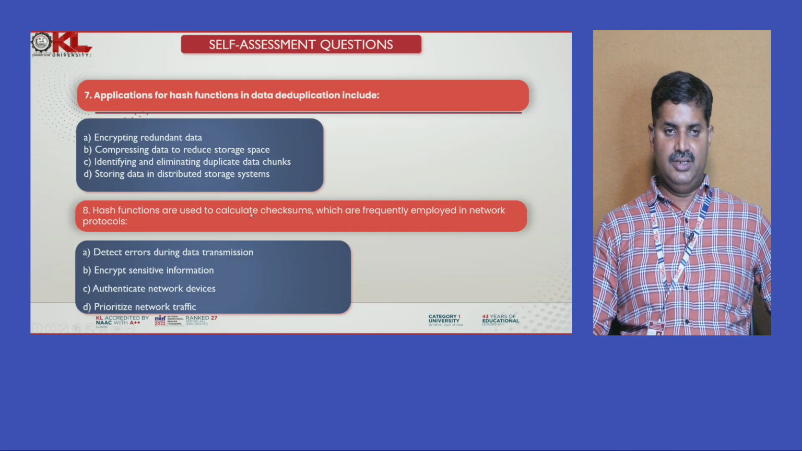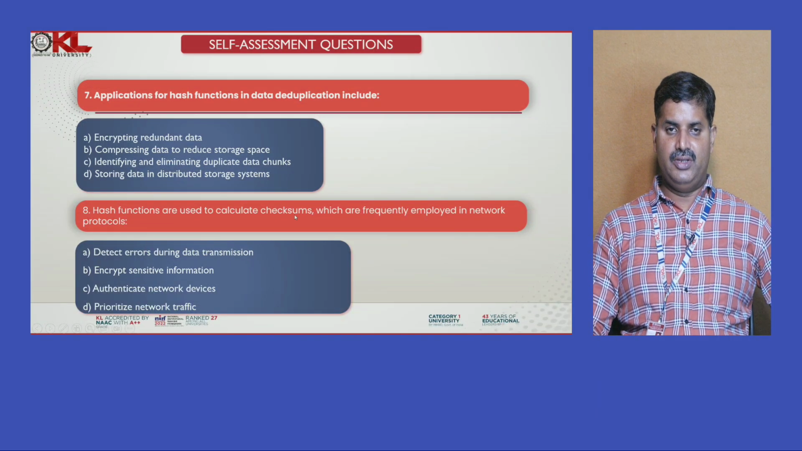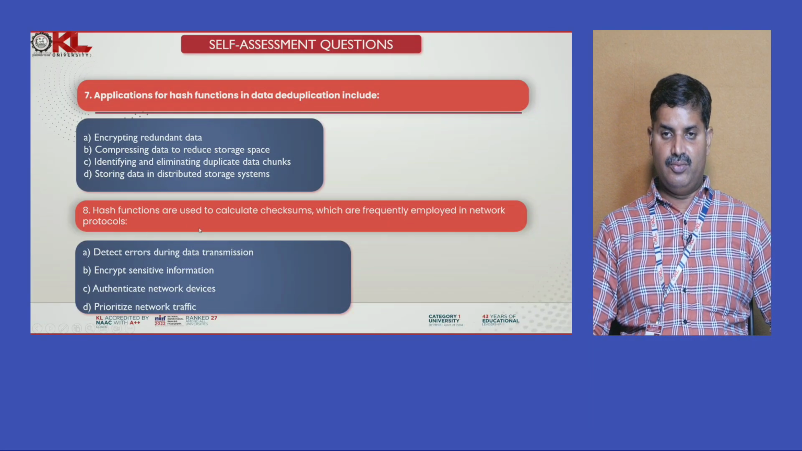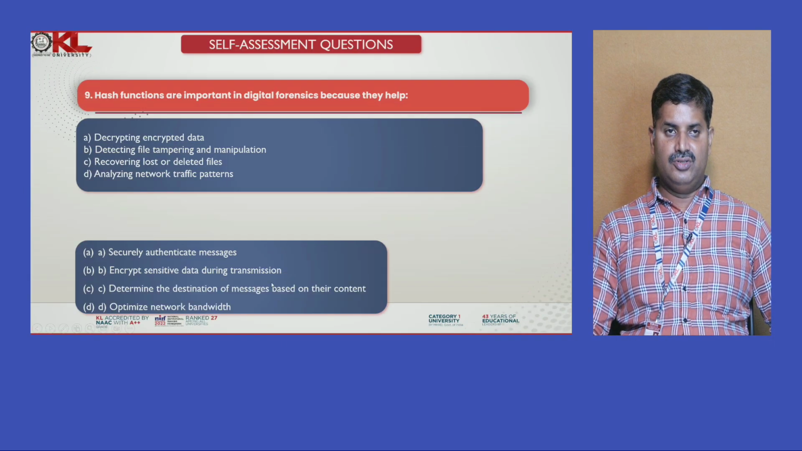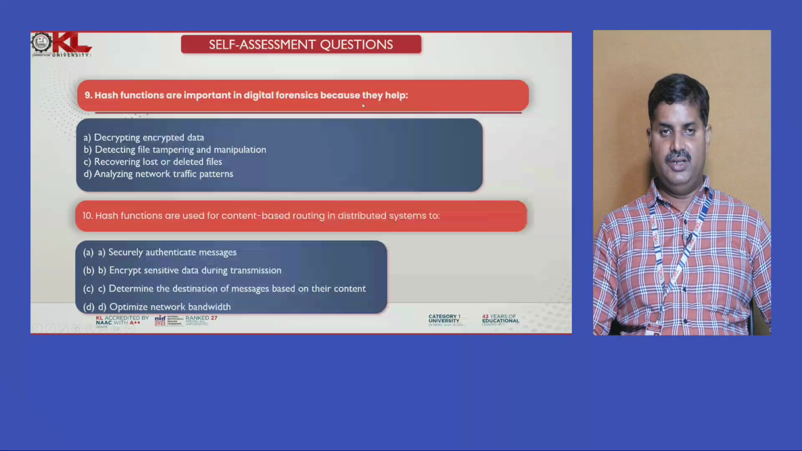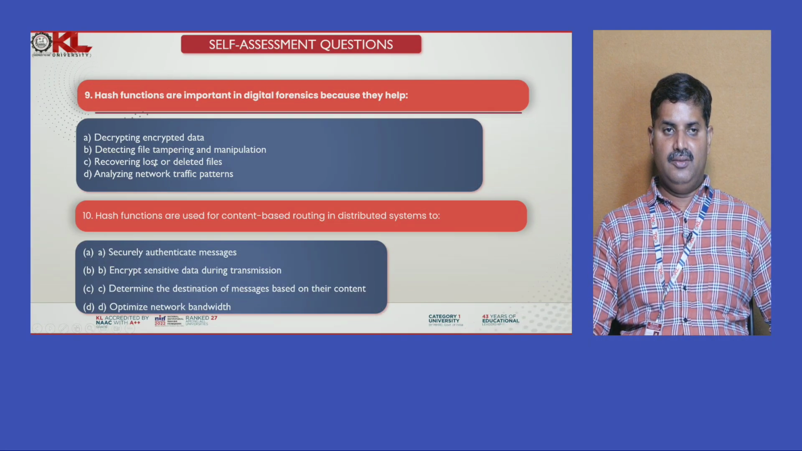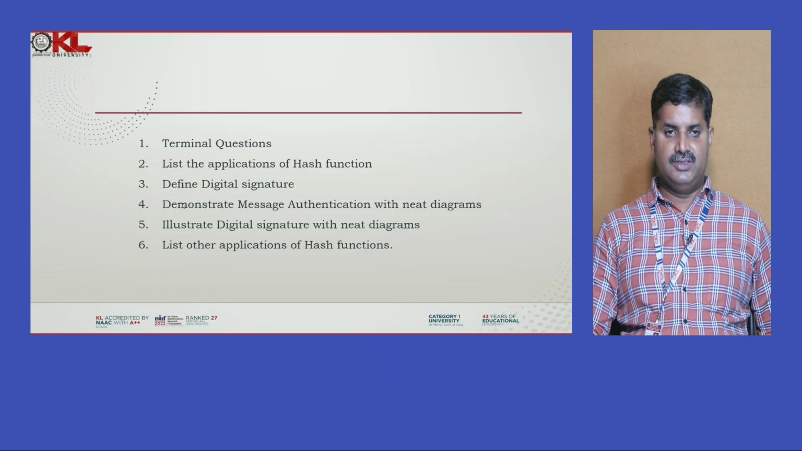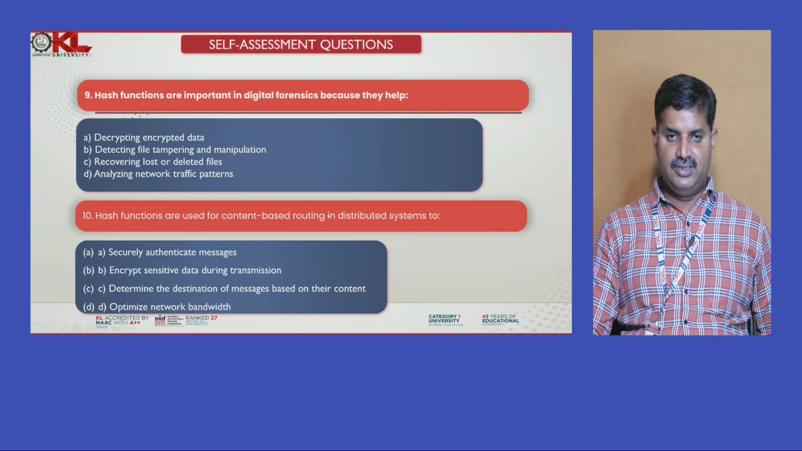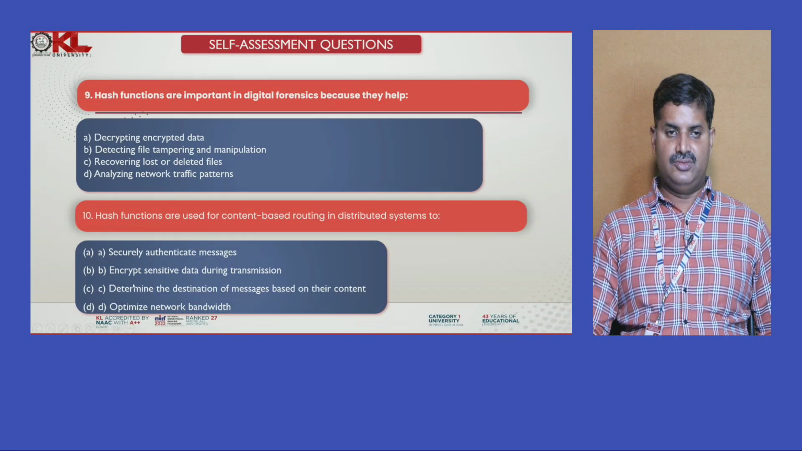Okay. Eighth question, what is a hash function which is being used to calculate the checksums which are frequently employed in network protocols. So here, to encrypt the sensitive information. And the ninth question is, hash functions are important in digital forensics because they help in detecting file tampering and manipulation. Okay. Coming to the hash function used for content based routing in distributed systems, to encrypt the sensitive data during transmission, as well as to optimize the network bandwidth.